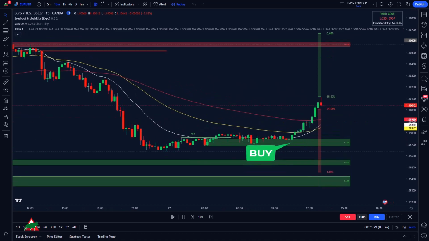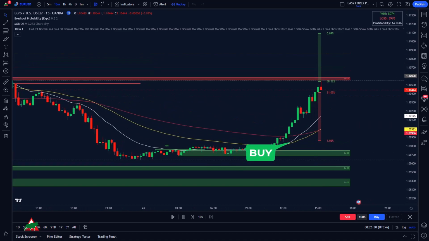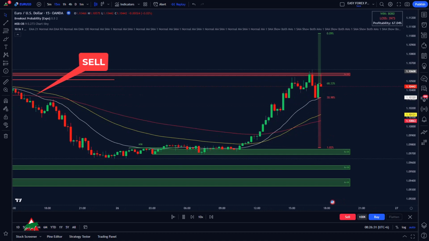Using this indicator is very simple. We will buy whenever the market price breaks upwards from the green support zone, and we will sell whenever the market price breaks downwards from the red resistance zone.